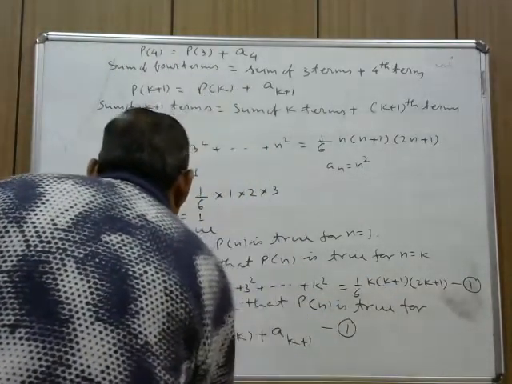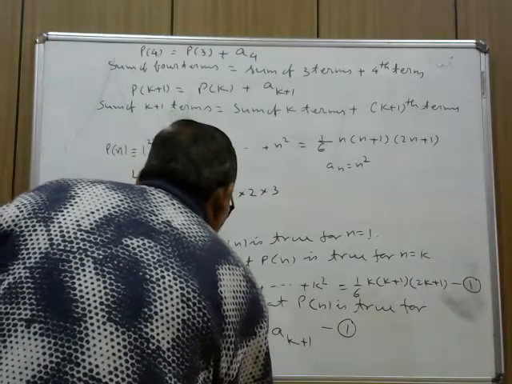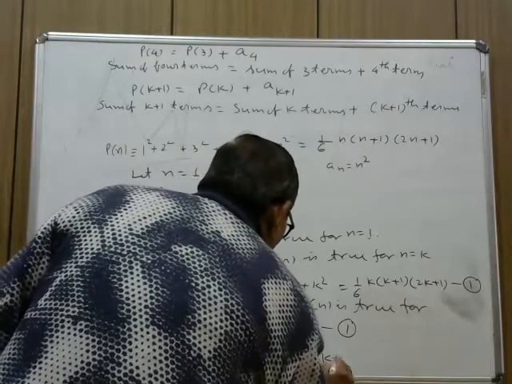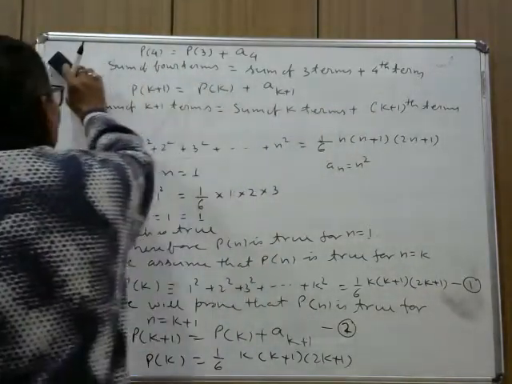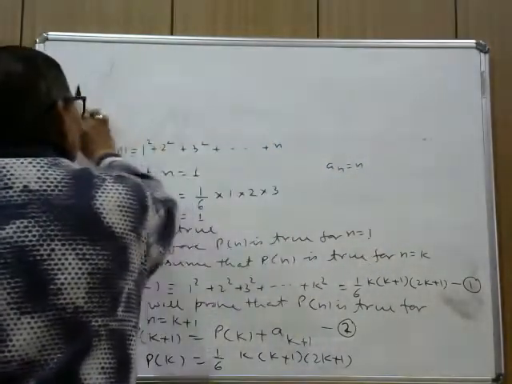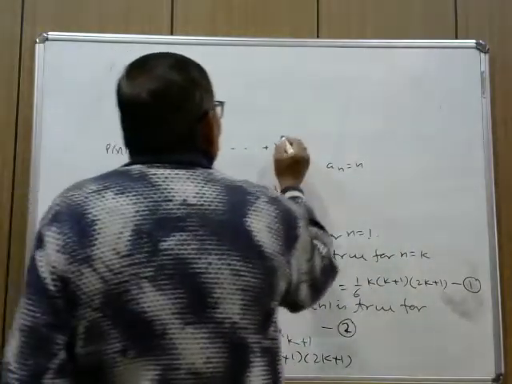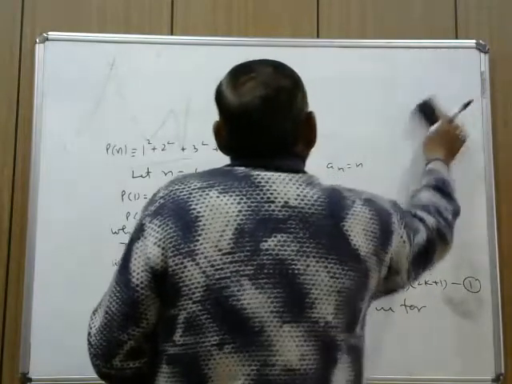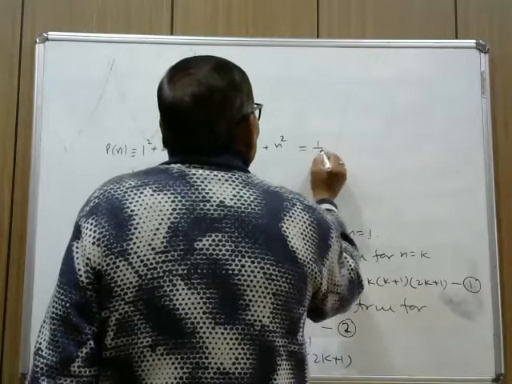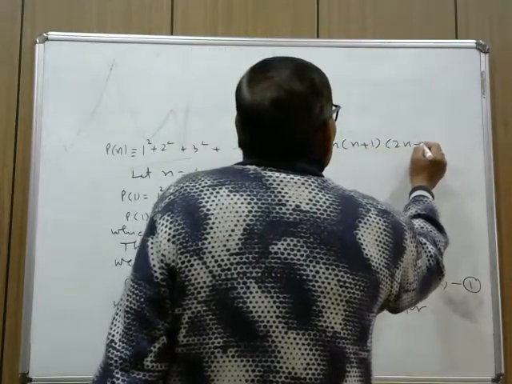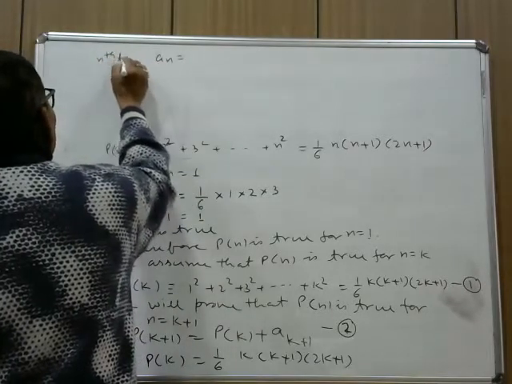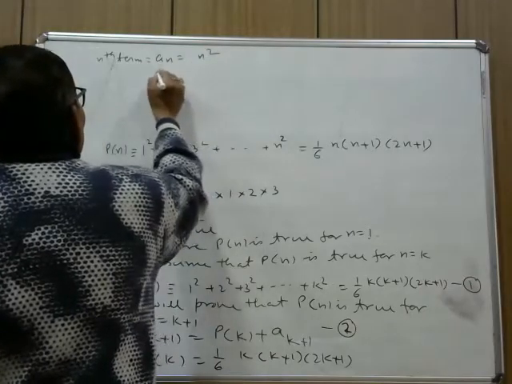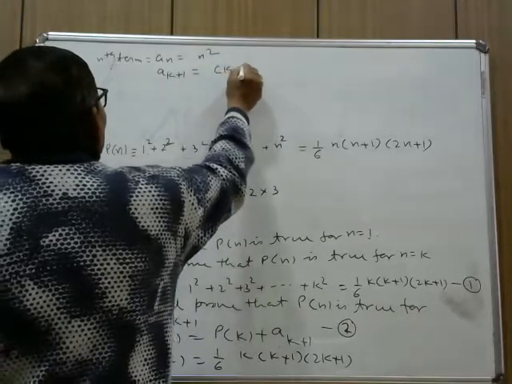Your Pk equals 1 by 6 k (k plus 1)(2k plus 1). This is the sum of k terms. You assume that is true, and it is given in 1. This is 2. So your Pk is this much. How will you find a(k+1)? So now you search for the nth term of the series. The nth term of the series is given in the question. So your nth term an equals n square. So you can write your a(k+1) equal to (k plus 1) whole square.